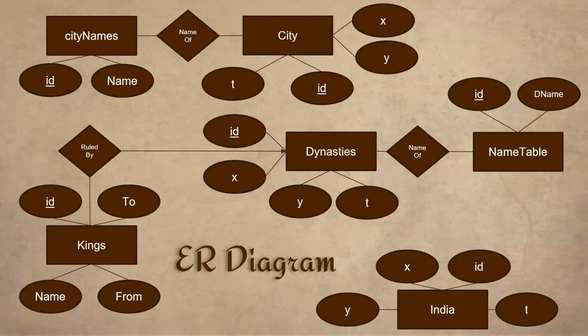We also have city and city names. A little detail of kings and their details is given in the kings table. We also have a table called India, which is used as a baseline to represent the India map on which different dynasties are represented. So that's about the ER diagram.